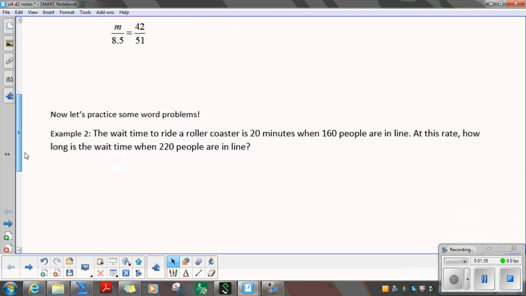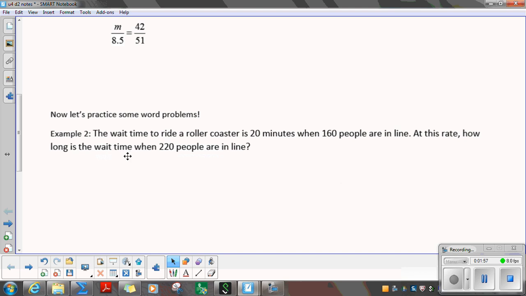Example 2 is the exact same thing except it's a word problem, so it doesn't already create the proportion for you. You have to be able to do that. Example 2 says the wait time to ride a roller coaster is 20 minutes when there are 160 people in line. At this rate, how long is the wait time when 220 people are in line?